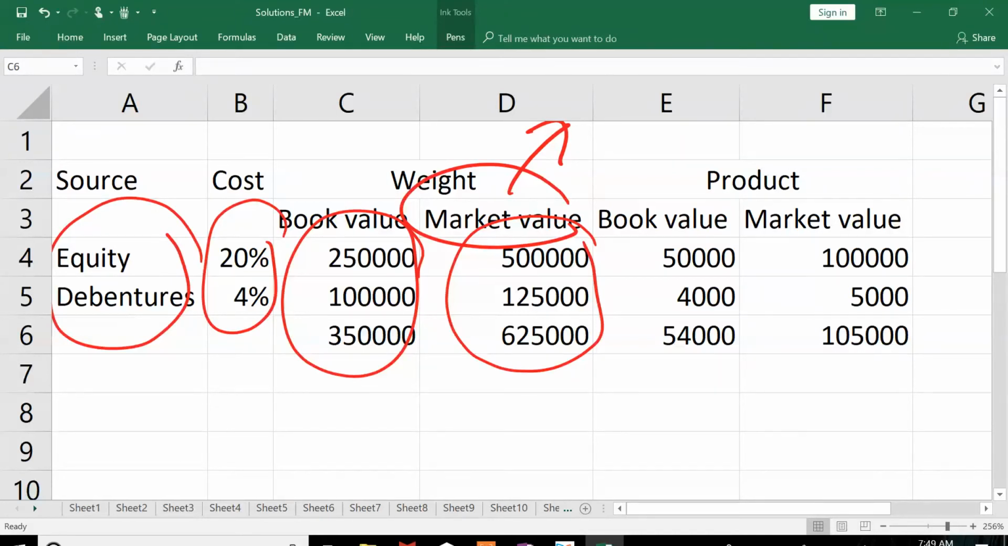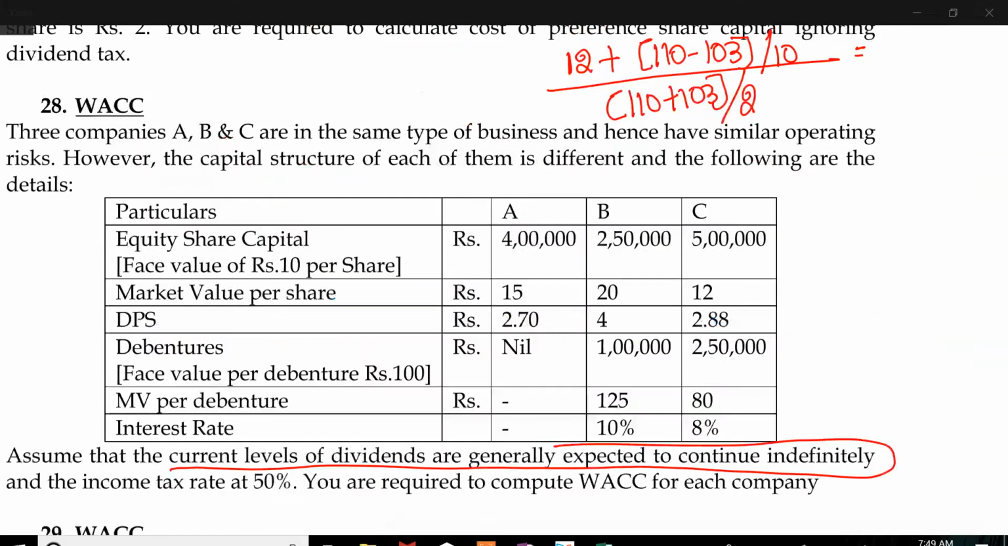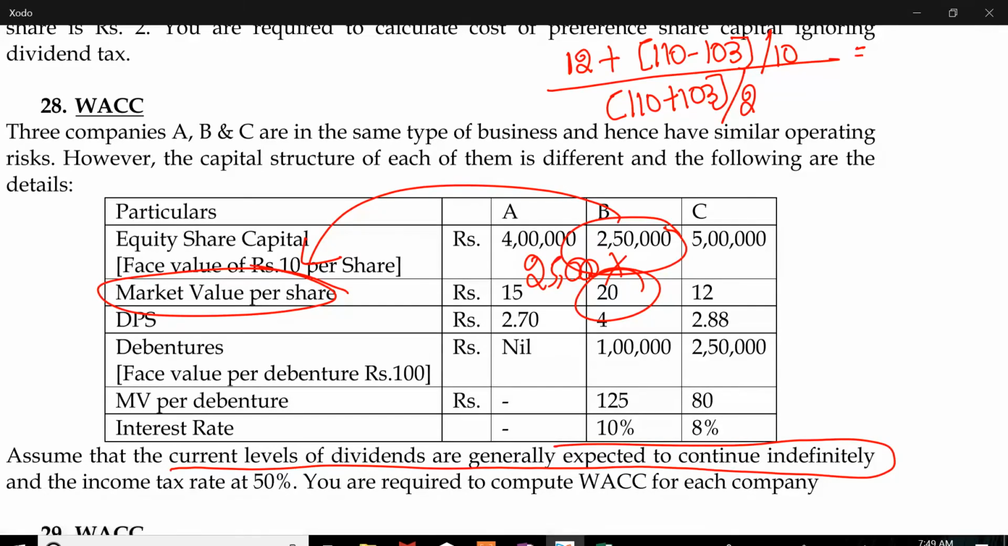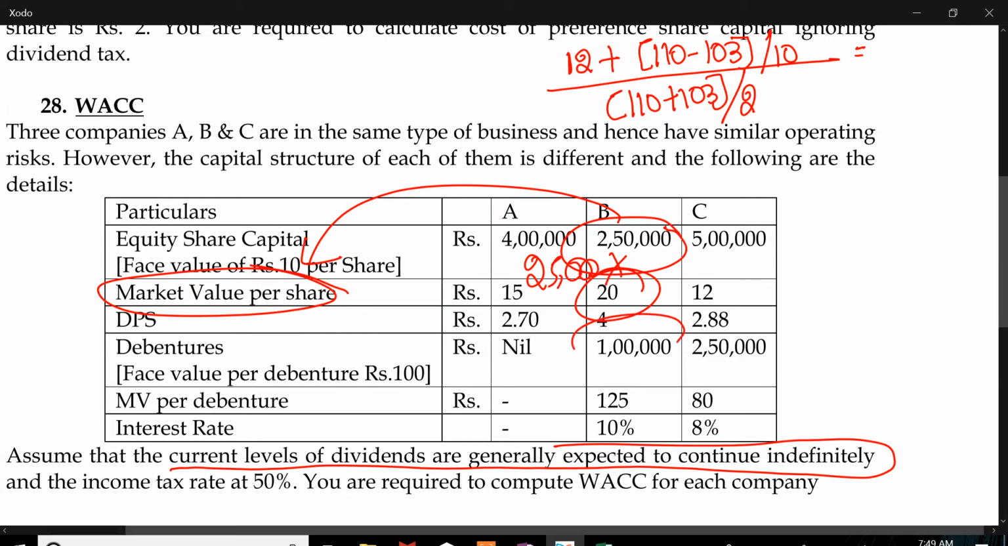On the market value, if at all you have a doubt, listen for a minute. How is market value computed? It is 2,50,000 divided by 10 per share, that is 25,000 shares into 20 rupees per share, because this is the market value per share. 25,000 shares into 20. Similarly, 1 lakh divided by 100 into 125.